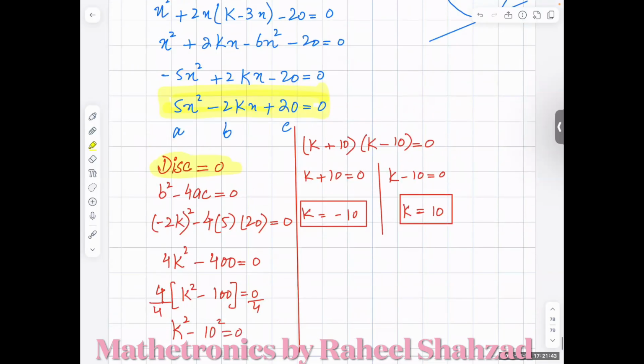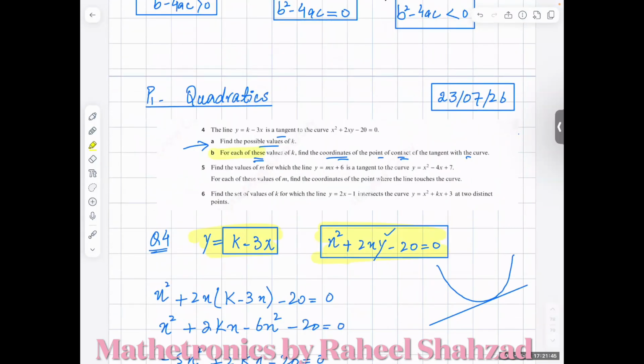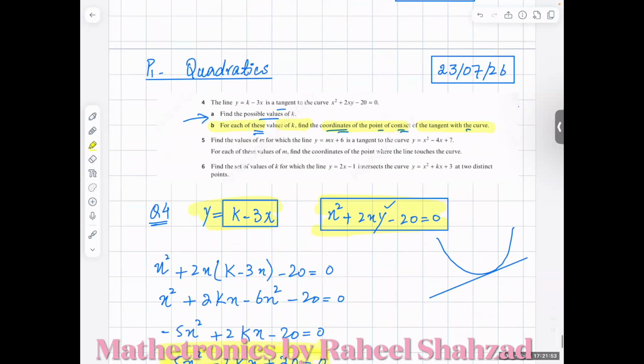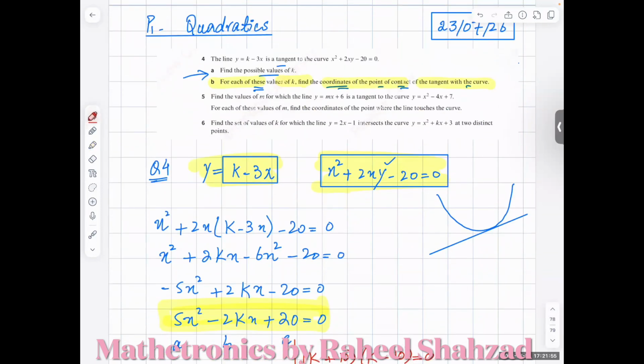Okay. Now they say in the question, for each of these values of k, find the coordinates of the point of contact of the tangent with the curve. Ayan, is it clear, beta? Any question? No. Okay, that's it.